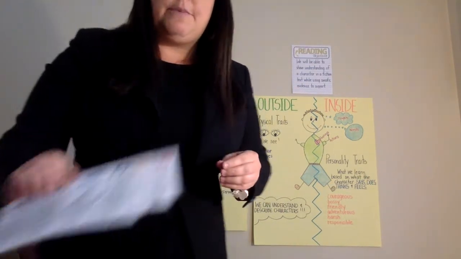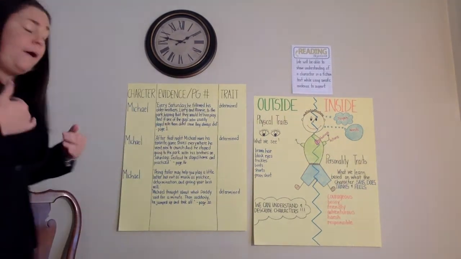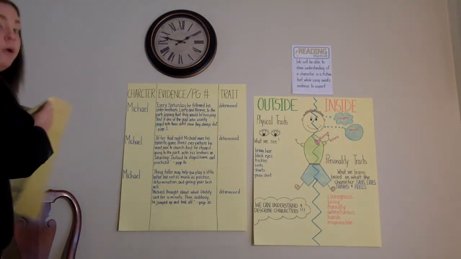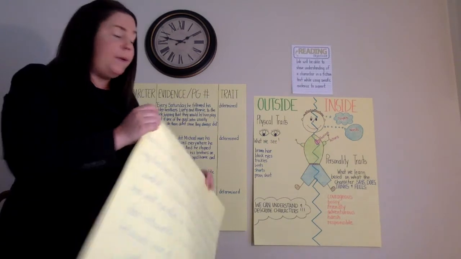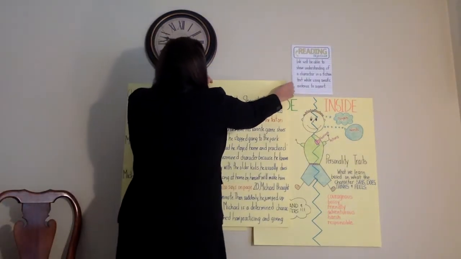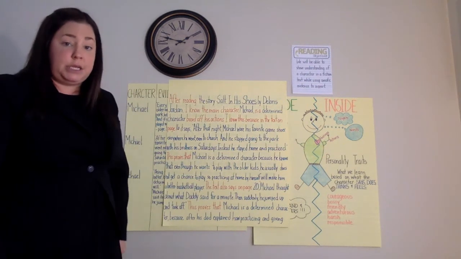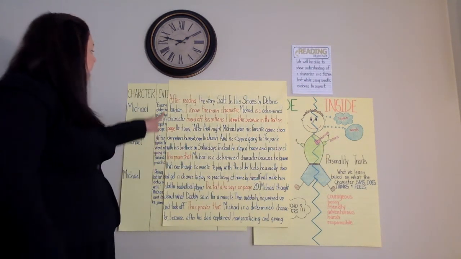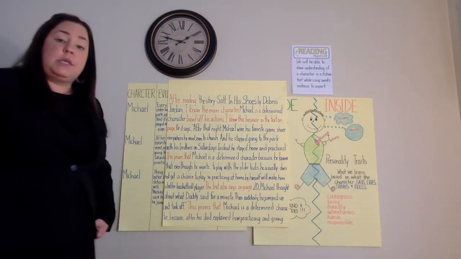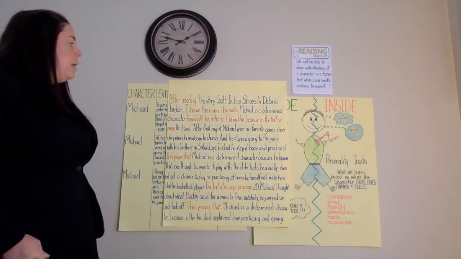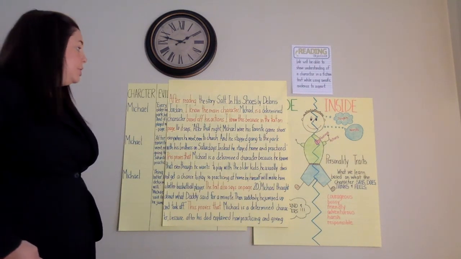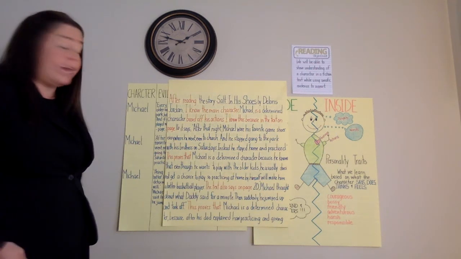Okay, before we end, I'm going to share with you my example. This will be on the smart board in case you need help. Okay. Remember, in the red is the sentence starters to help you. Okay? After reading the story Salt in His Shoes by Deloris Jordan, I know the main character, Michael, is a determined character based off his actions.